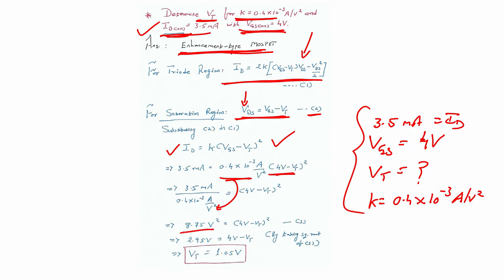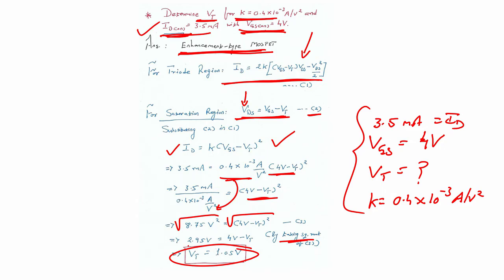So, I will have 8.75 equals nothing but 4 V minus VT whole square. Now, by taking the square root of this particular equation, I have 2.95 equals 4 minus VT. Then I have 2.95 volts equals 4 V minus VT, so VT equals 1.05 volts. Easy, very easy.